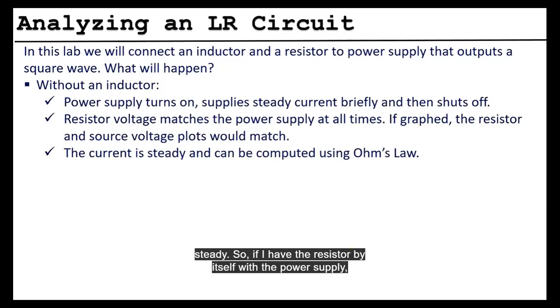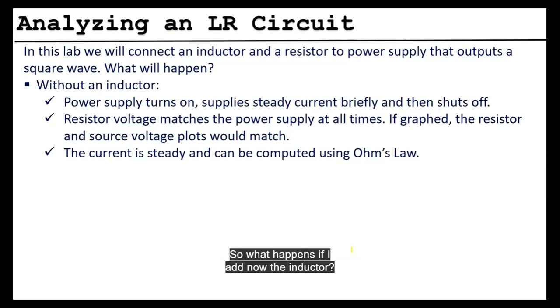So if I have the resistor by itself with the power supply, then the voltage of the resistor is going to match the power supply. And this is from the loop rule that tells me that if there's only one thing by itself, like the resistor alone, then its voltage has to be equal to the power supply's voltage. In fact, if I were to graph these two, I would get two graphs that matched each other. If I wanted to know what was happening with the current, I could use Ohm's law, and I could calculate it using V equals IR, and it would be a constant because the power supply was providing a constant current.